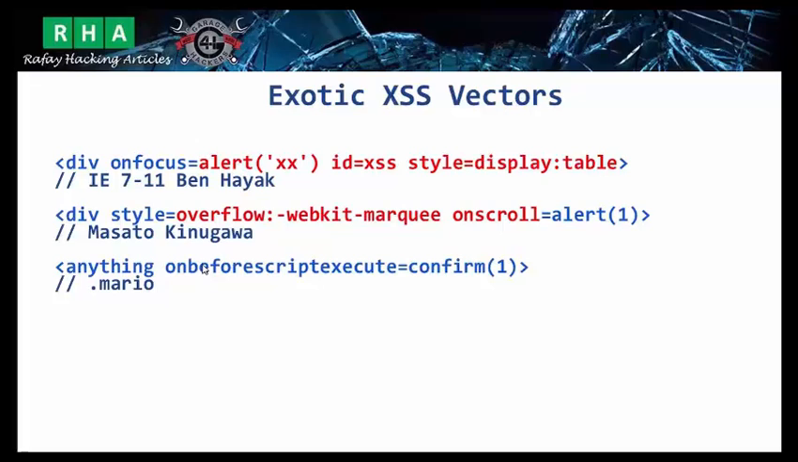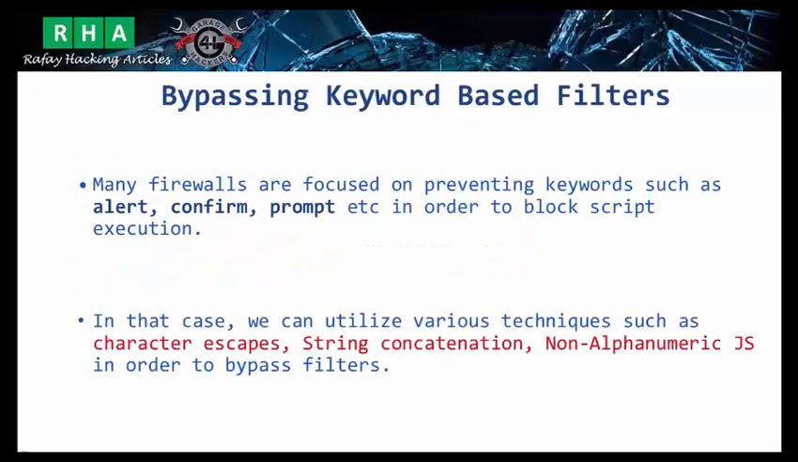This was a bypass for the NoScript client-side XSS extension plugin in Firefox, and this is a standalone vector, so this would directly execute JavaScript in other browsers. So onbeforescriptexecute is also an exotic vector because it is normally not blocked by web application firewalls. So, bypassing keyword-based filters.